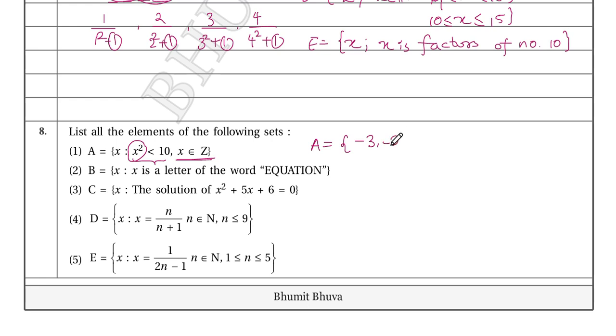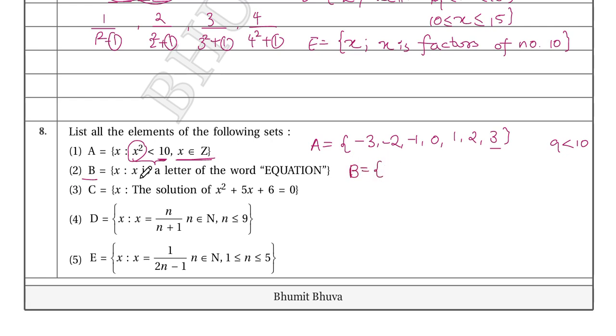Minus 3, minus 2, minus 1, 0, 1, 2 and 3. Because the maximum number is 3. 3 square is 9, so 9 is less than 10. If you take 4, then 4 square is 16, which is not less than 10. So only these numbers will come. Set B.